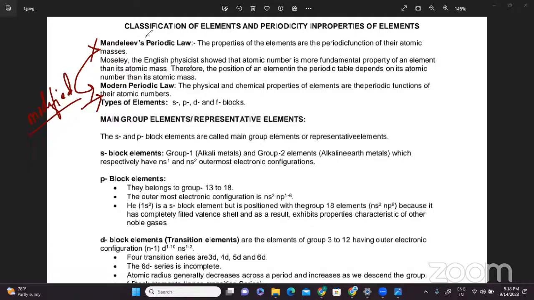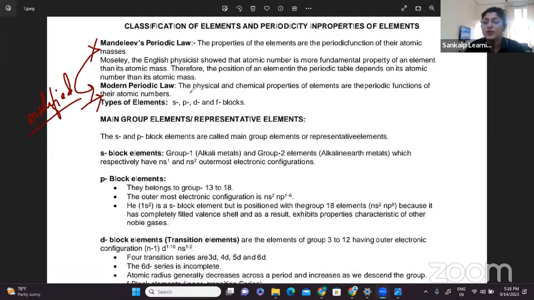So what does the law state? The modern periodic law states that the physical and chemical properties of elements are the periodic functions of their atomic numbers. So this was the modern periodic law.